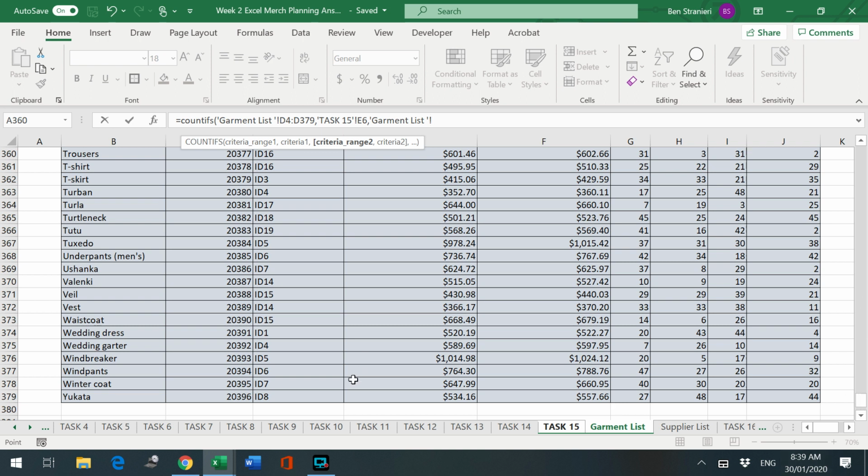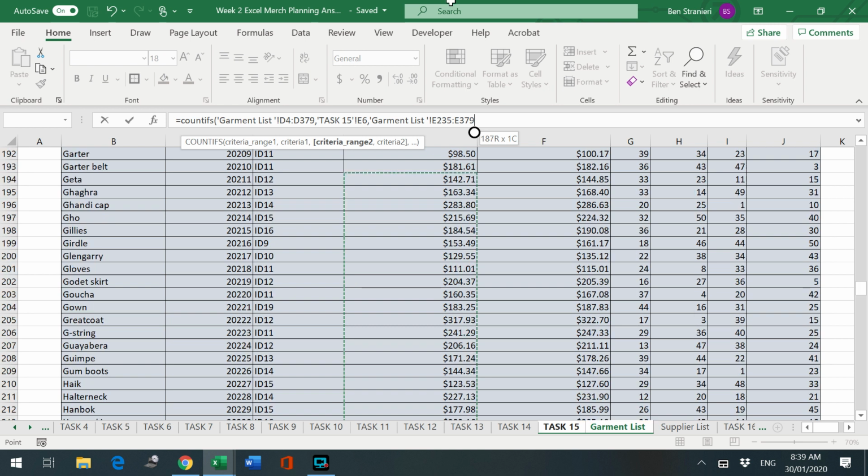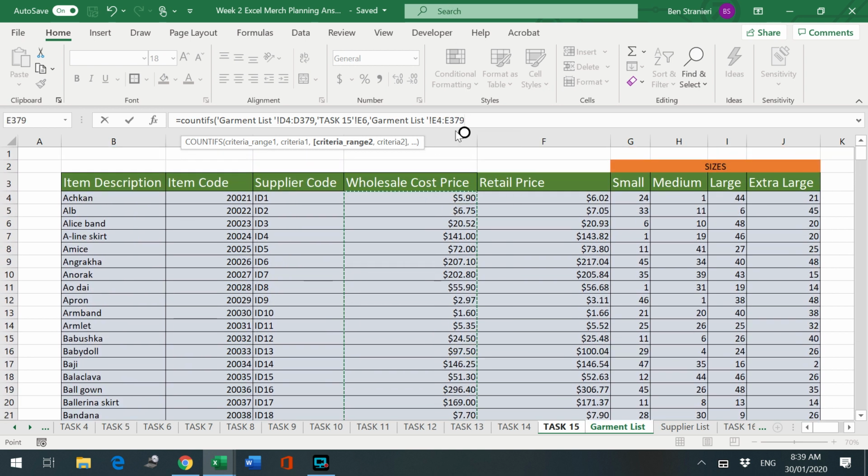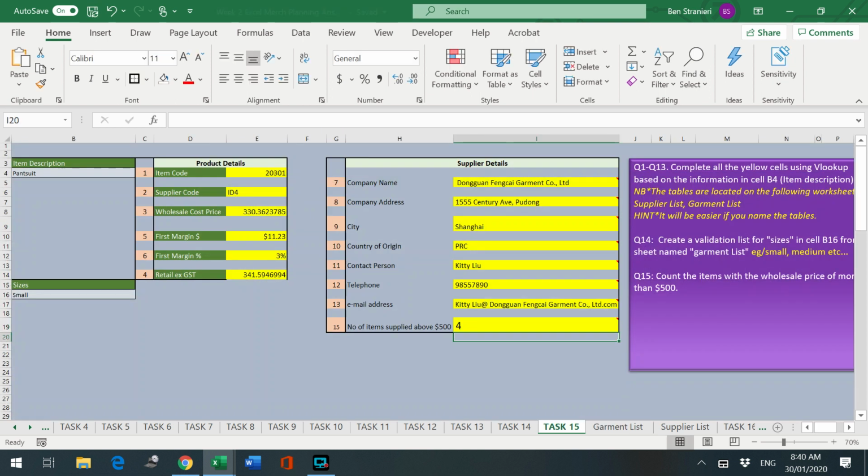So if we go back and we highlight all the prices, comma, and the criteria we're looking for now is anything greater than 500. And you remember you need talking marks for this. And enter. So we find that this supplier has 4 garments above $500.